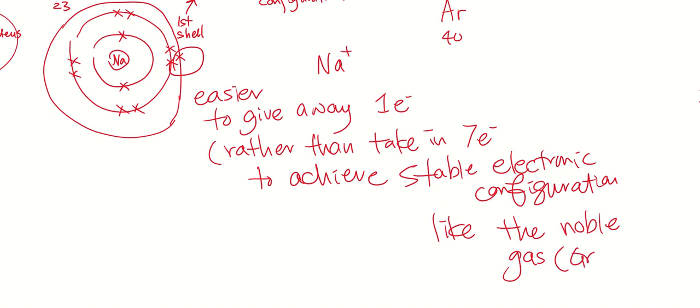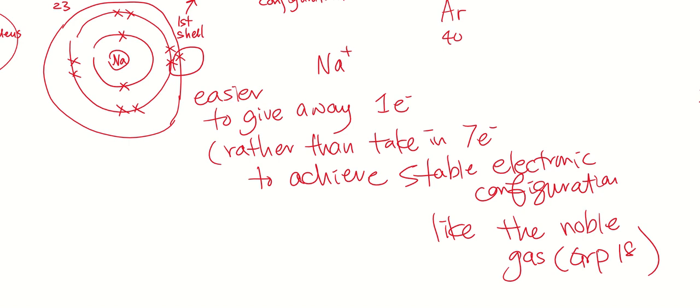Which is in group 18. Do you all agree with this statement? The sodium has one valence electron in the outer shell. It is easier to give away one electron rather than go and take 7 to make up a stable electronic configuration. So they will give away electrons.